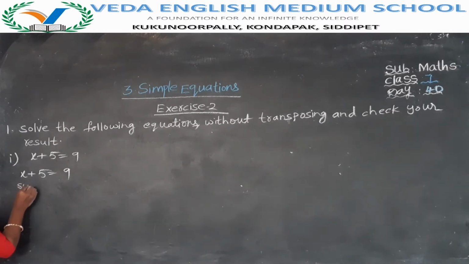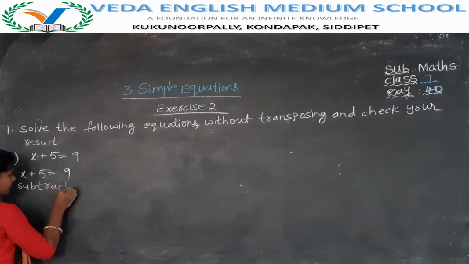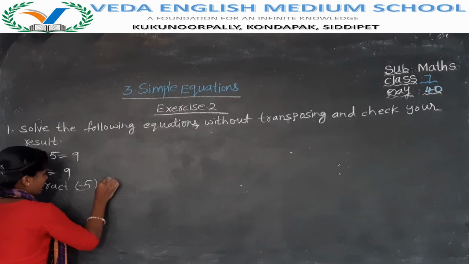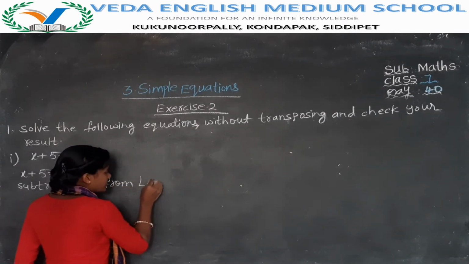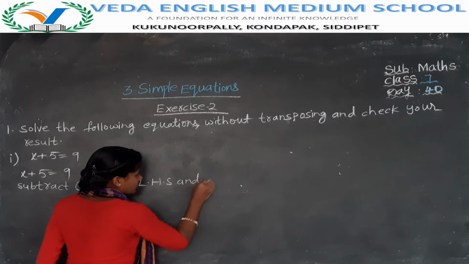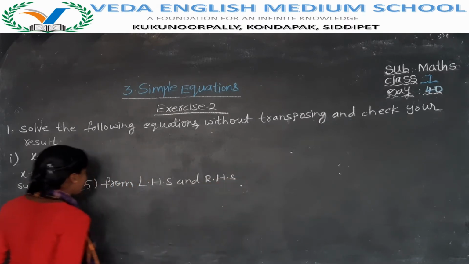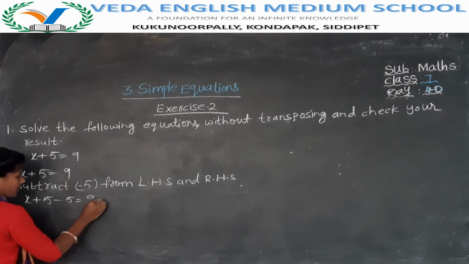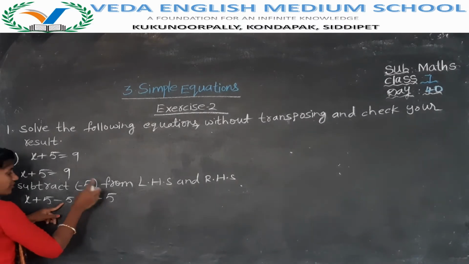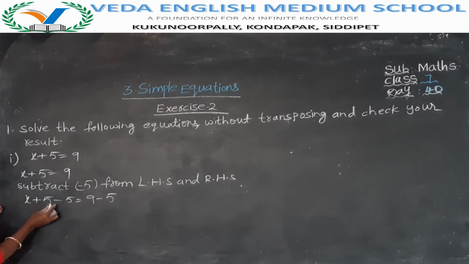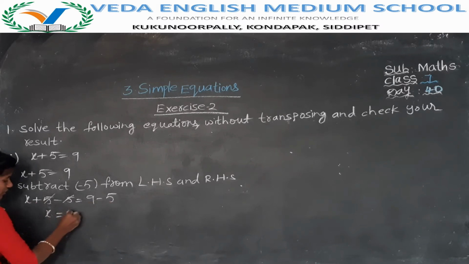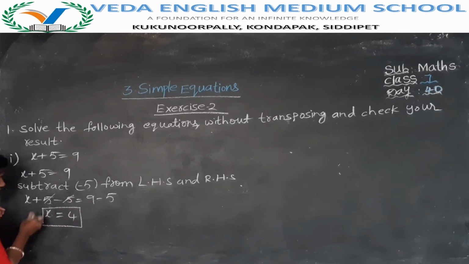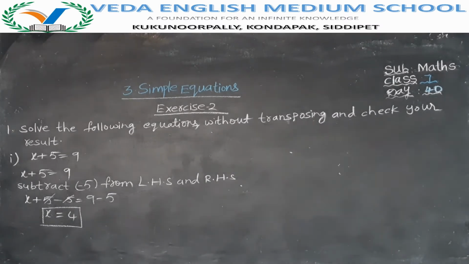Now subtract minus 5 from LHS and RHS. We have to subtract 5. Now x plus 5, we have to subtract 5. Minus 5 is equal to 9 minus 5. From LHS you have to subtract 5. From RHS also you have to subtract 5. Just now in the previous class I said same numbers with opposite symbols, plus 5 minus 5, will get cancelled. Only x is left. 9 minus 5 is 4. So the value of x is 4 without transposing the symbol.